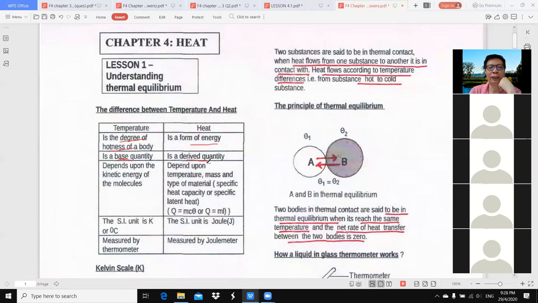I hope you also remember what a base quantity is. You learned base quantities in chapter 1, right? There are seven base quantities, correct? Out of the 7, heat is not one of them, so we call it a derived quantity, right? Derived quantity means you must use a formula to calculate to get it. That one is called a derived quantity, okay?